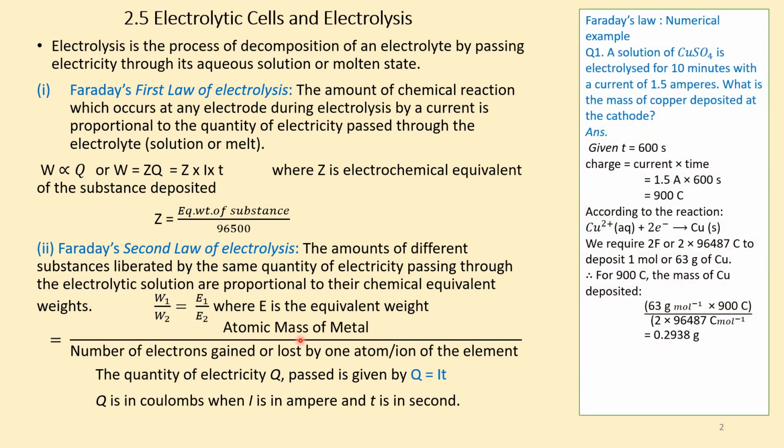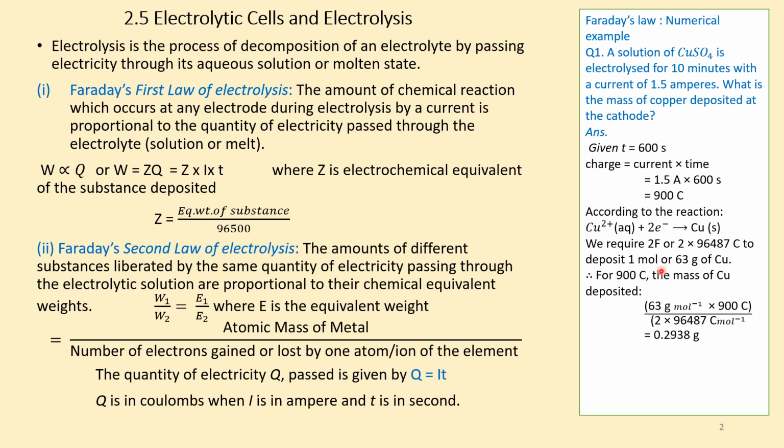Let us solve one numerical example. A solution of copper sulfate is electrolyzed for 10 minutes with a current of 1.5 amperes. What is the mass of copper deposited at the cathode? Answer. The given items in the question is T is equal to 600 seconds. Therefore, and current is also given as 1.5 amps. Therefore, charge is equal to I into T. I is the current. That is equal to 1.5 amps into 600 seconds. Multiplying, we get the answer as 900 coulombs.